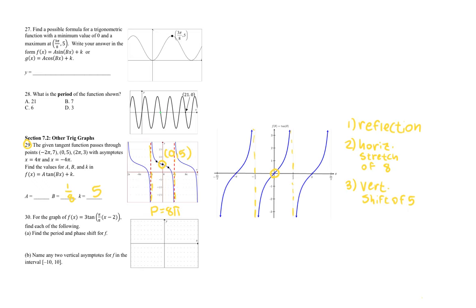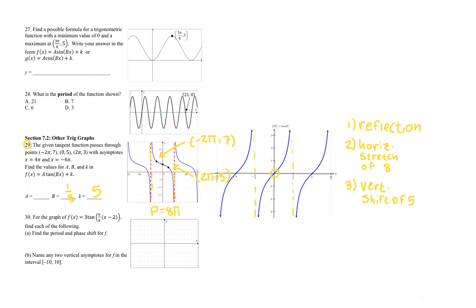Okay. And lastly, we need to figure out what our a value is. So we know our a value is our vertical stretch or shrink. And in this case, the way that we can find that is using those points they give us. So you can see we have points negative 2 pi/7 and 2 pi/3. So just looking at the graph, we can tell that negative 2 pi/7 is this leftmost point, and 2 pi/3 is this rightmost point.